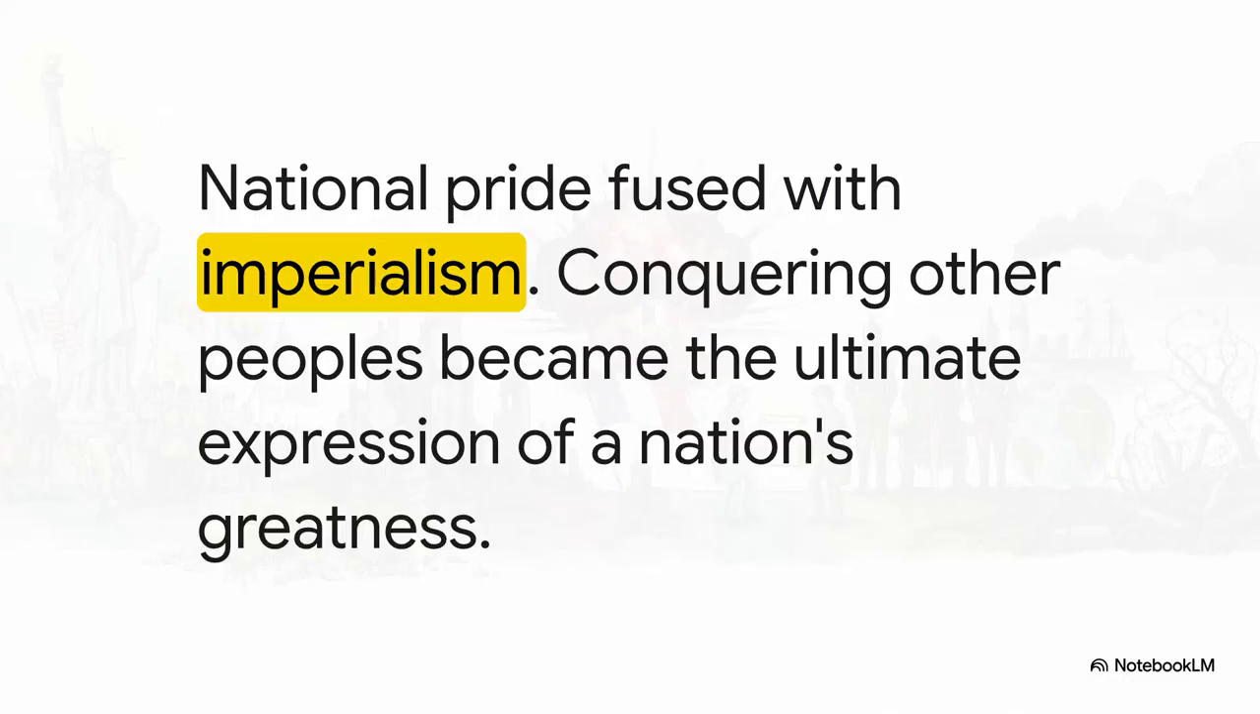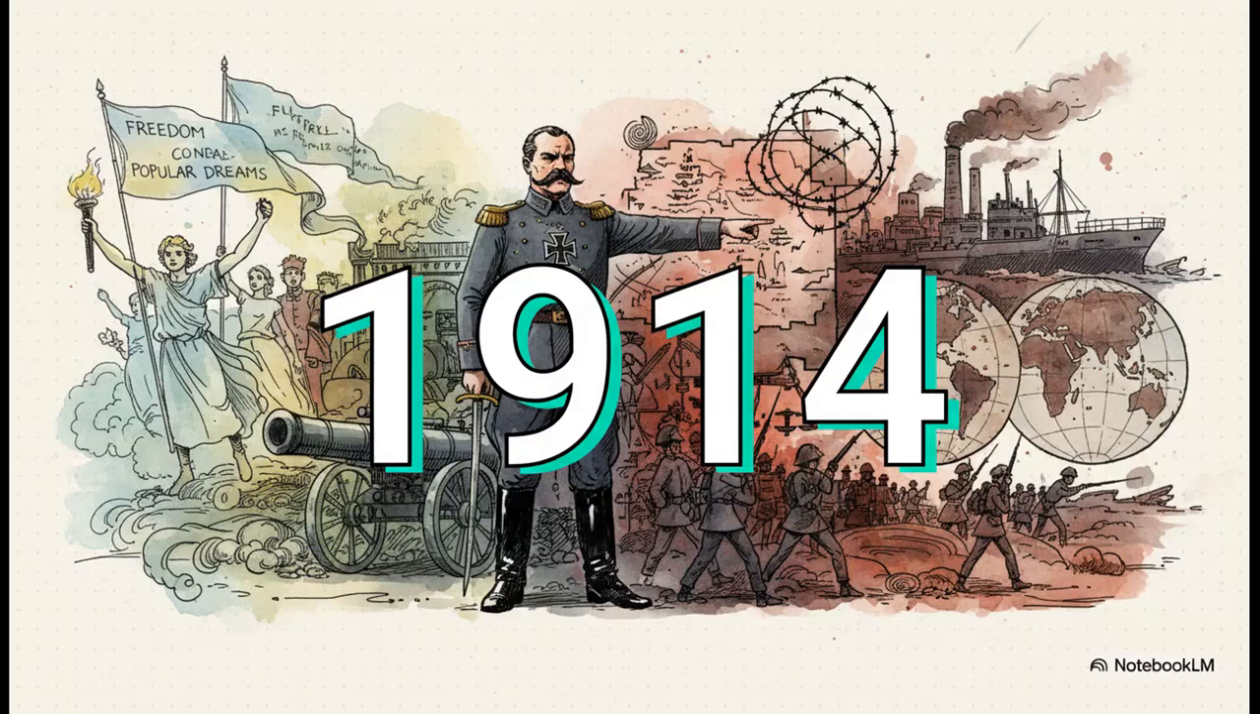This image really shows how nationalism then fused with another aggressive force, imperialism. National pride was now the justification for going out and conquering other peoples all around the world. Having a huge empire became the ultimate proof of your nation's greatness. And this toxic brew of aggressive nationalism, imperial competition, and a massive arms race, well, it led Europe straight into the abyss. In 1914, that Balkan powder keg finally exploded, triggering the absolute catastrophe of the First World War.